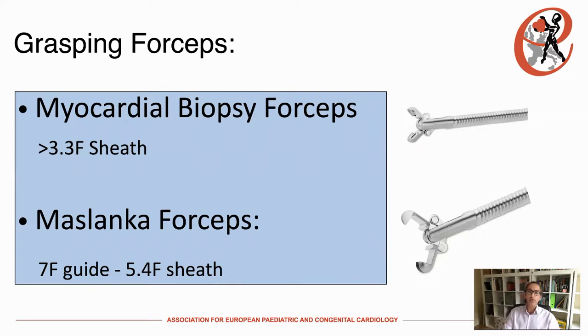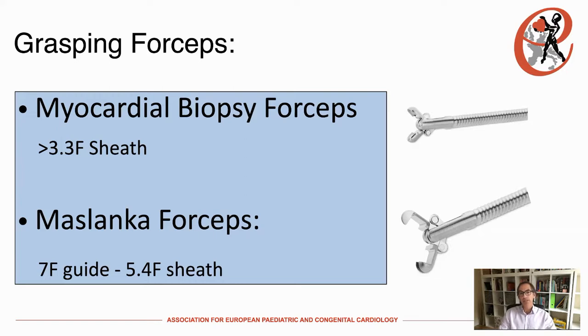Or they can also be used simultaneously with a snare catheter as an extra pulling retrieval force to bring the device inside the sheath. There are quite a few different types of transcatheter forceps, but the most useful ones are the myocardial biopsy forceps or the toothed forceps like the Maslanka. The myocardial forceps have the advantage that they are available as small as 3.3 French, so they can be used in smaller patients. However, the grasping force is limited.